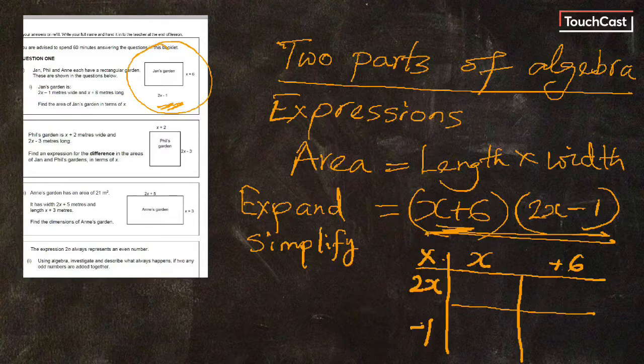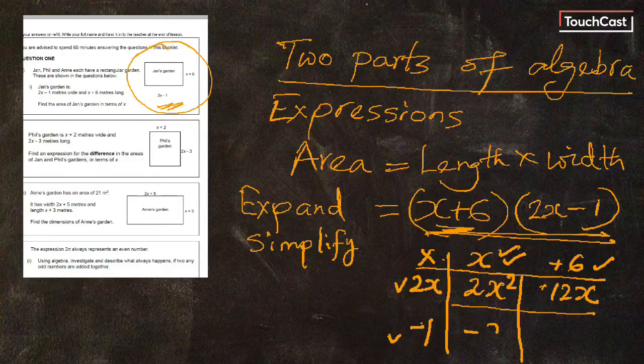these two factors. So x times 2x gives you 2x squared. And if you multiply positive 6 with 2x, that gives you a positive 12x. If you multiply x with negative 1, that gives you negative x. And if you multiply positive 6 by negative 1, that gives you negative 6.